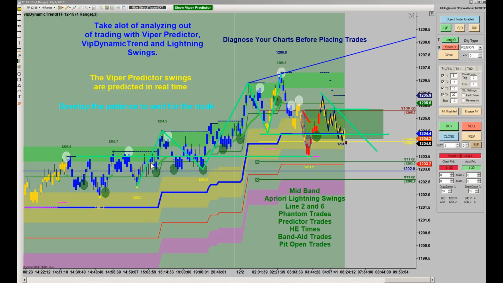Going about 15 times. All right, now I would go ahead and turn it off by simply hitting Insert to get rid of the region if you want to. You don't really need it again right now. And as soon as that bar closes, we'll have a lightning swing. That's going to be right here.